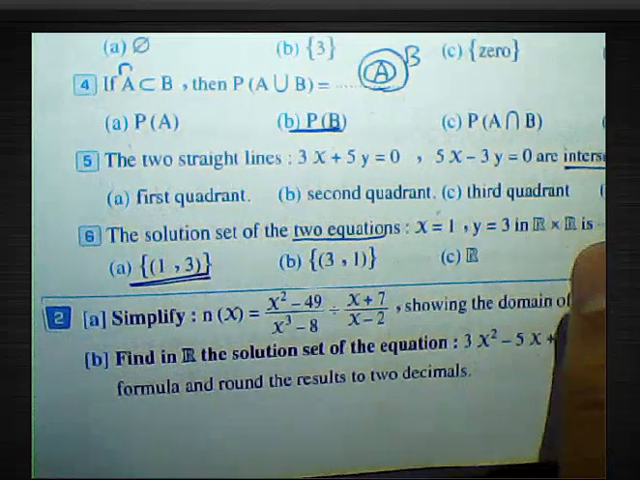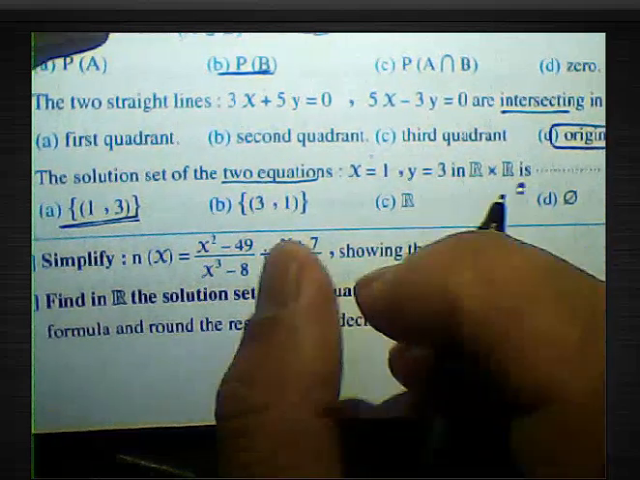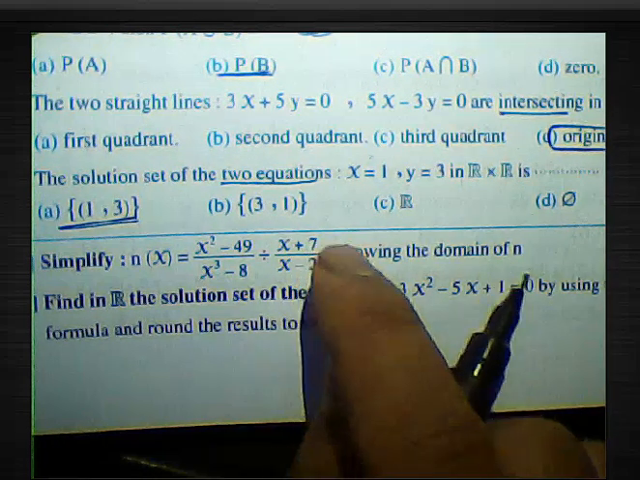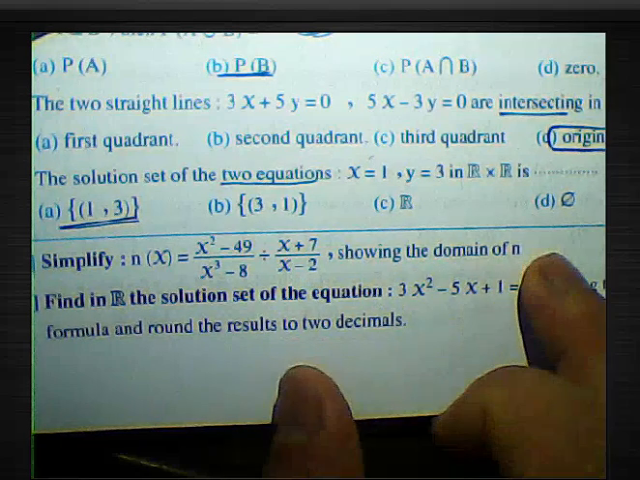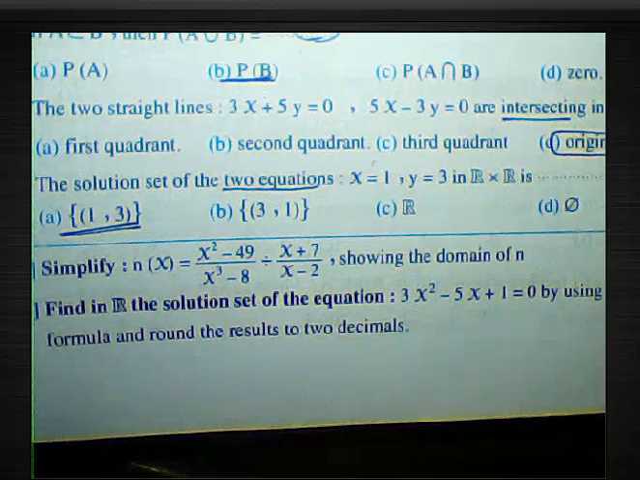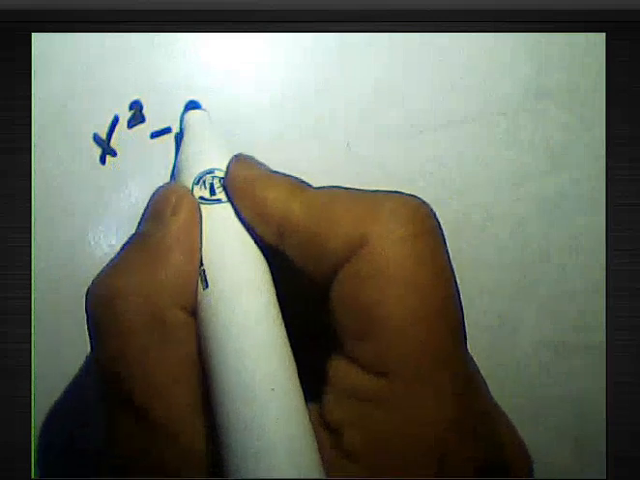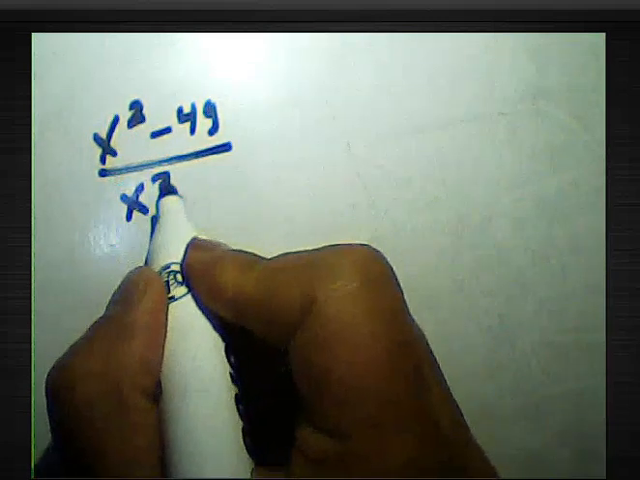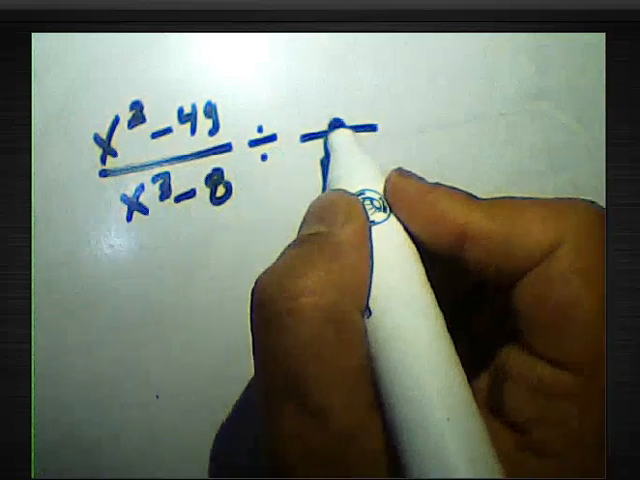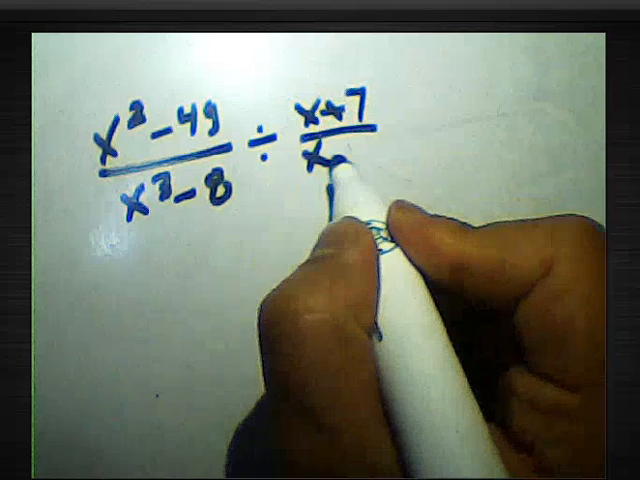Simplify this question. n of x equals (x power 2 minus 49) over (x power 3 minus 8) divided by (x plus 7) over (x minus 2), and show the domain of n. We can factorize this expression. Look at the steps here. x power 2 subtract 49 over x power 3 subtract 8, divided by x plus 7 over x minus 2.